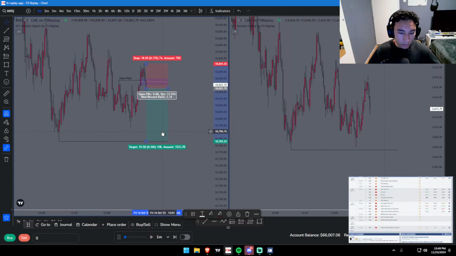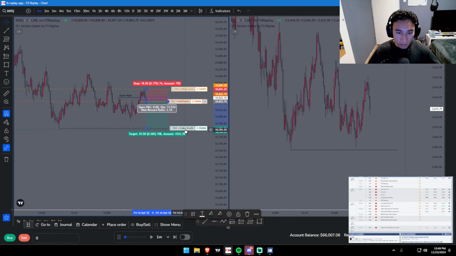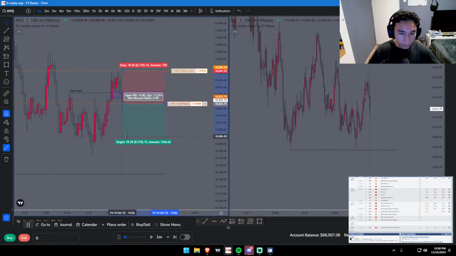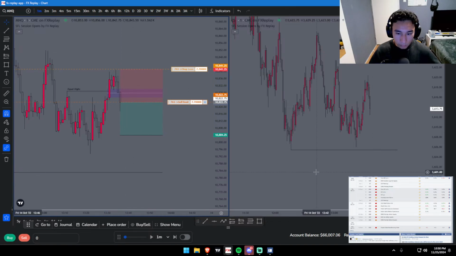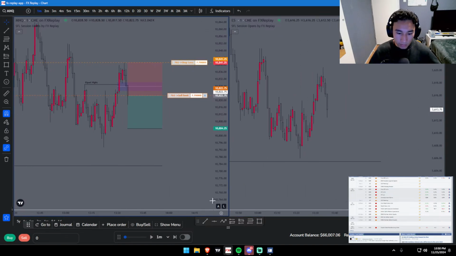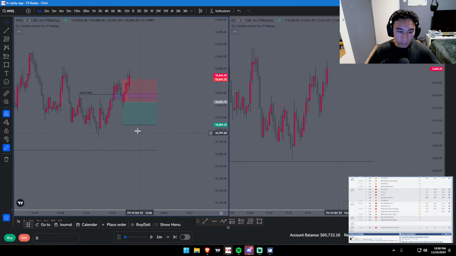Right there, that'll be the first TP. And then let's see if we get there. Break even is going to be at 1 to 1 on NQ, and on ES that is at the low here. So let's see with this. Okay, so that's a full stop. Unfortunate.